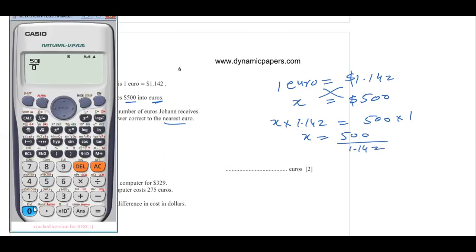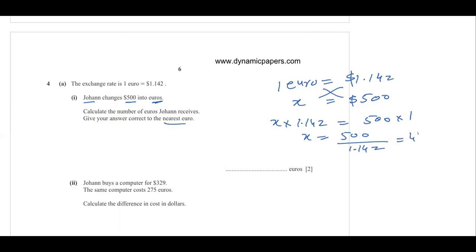Okay, so calculate 500 divided by 1.142. So 437.82. If I round this, because I have to get to the nearest euro, meaning the decimal part we don't need, it will become 438 euros. As we know, currencies are always directly proportional. So if the currencies are directly proportional, this method we can use easily for them. No problem will be there.